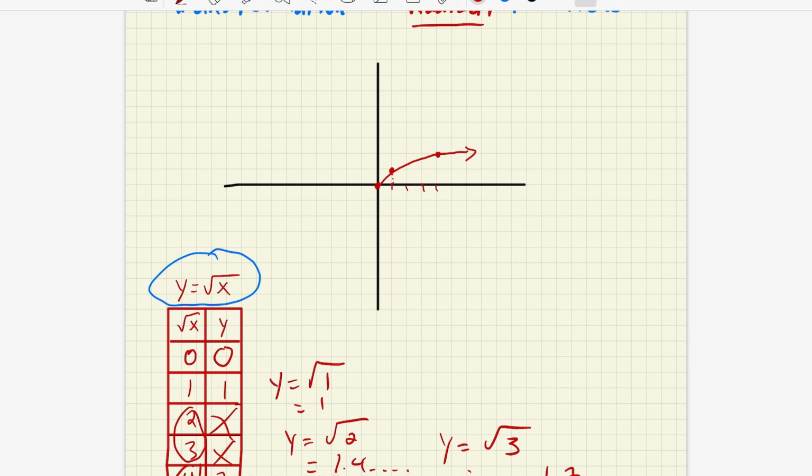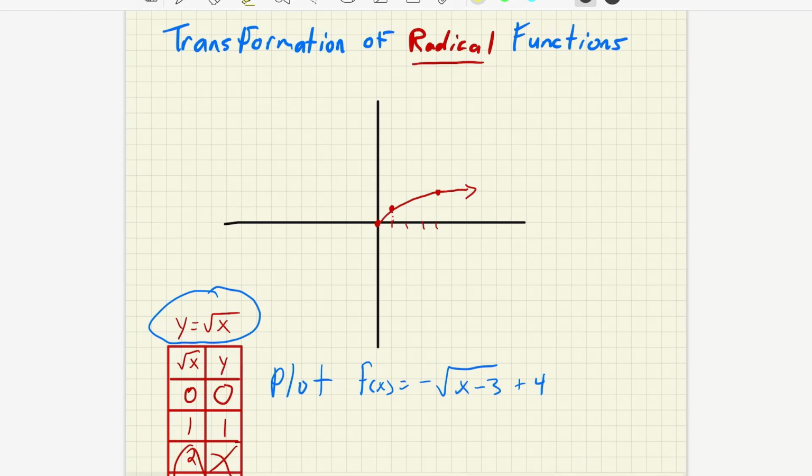let's see what happens when we apply a transformation to the parent function. Now, let's say the instructions are to plot f of x, which, remember, f of x is just another way of saying y, is equal to negative root x minus 3, plus 4. And so what we're going to do here is draw this function over here onto this graph.